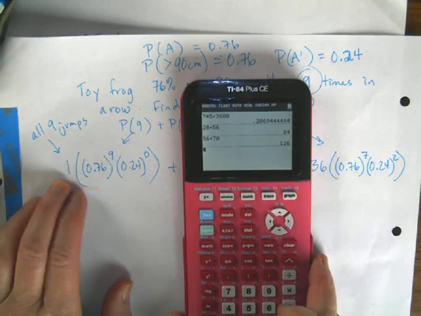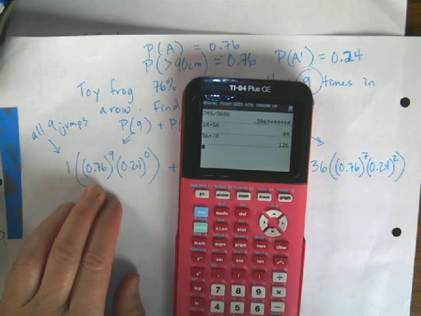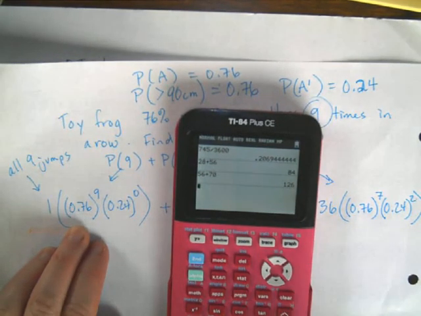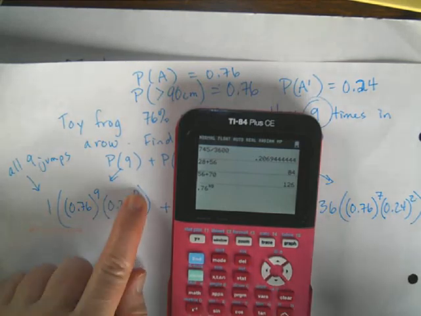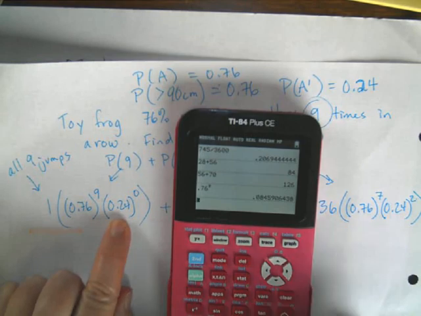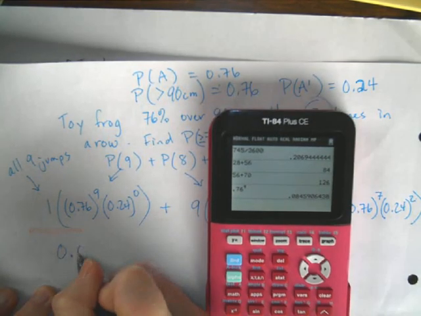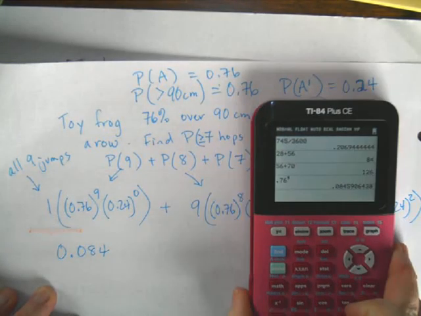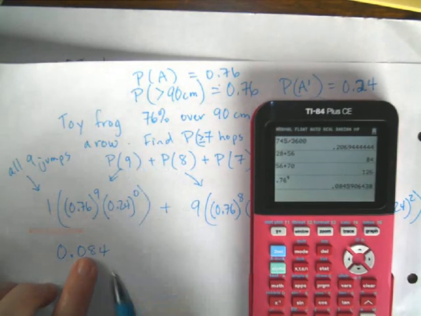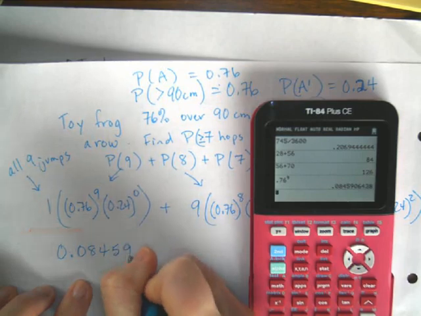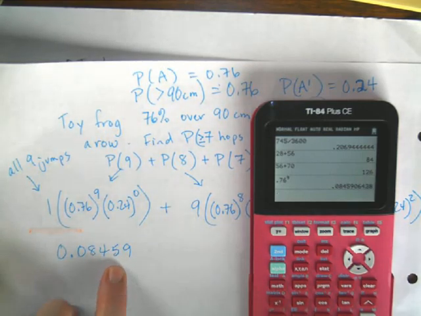One times, well, that doesn't really matter, right? I don't need to really multiply by the one because anything times one is just one. Let's zoom in on my calculator a bit here. So I'm going to have 0.76 raised to the ninth, and then 0.24 to the zeroth is just one, so I don't need to worry about that. And it says to answer in four decimal places, I believe. But I'm going to write down more than four decimal places. In fact, I'm going to keep it in my calculator, but since I said I'm going to write it down, 0.08459, that's five decimal places. That's okay for now. I am going to keep it in my calculator.